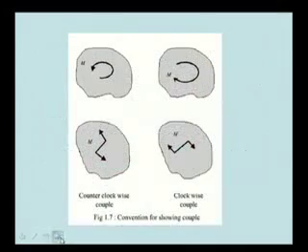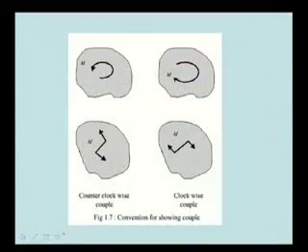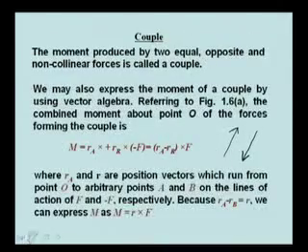Now, supposing these are the two forces acting here, and then if you have a point O, you join this point A and this point B. So, this will give you R A, and this will give R B.